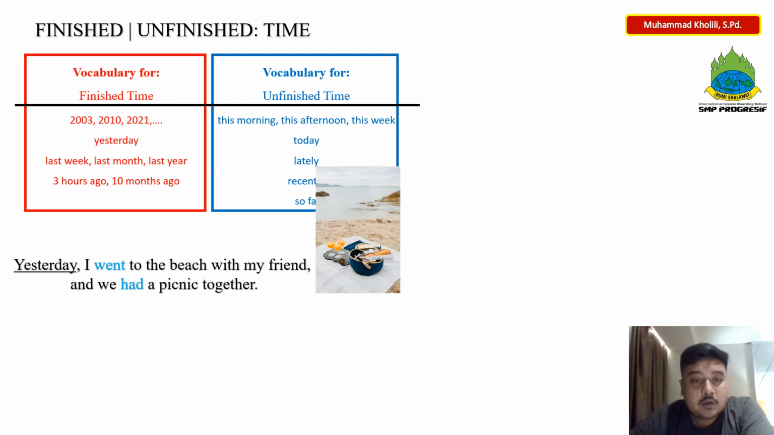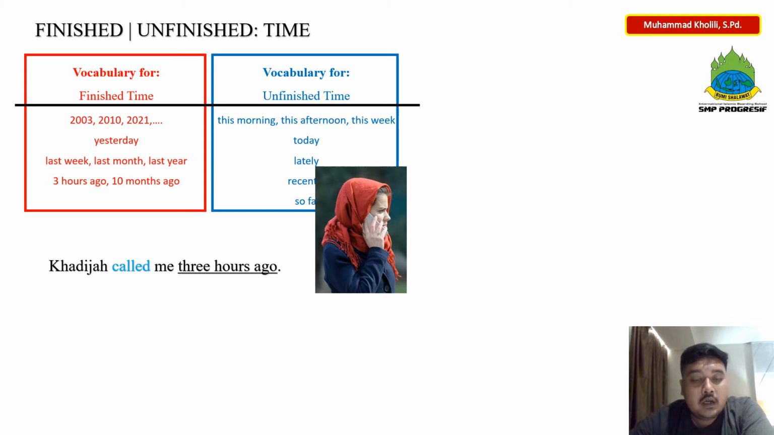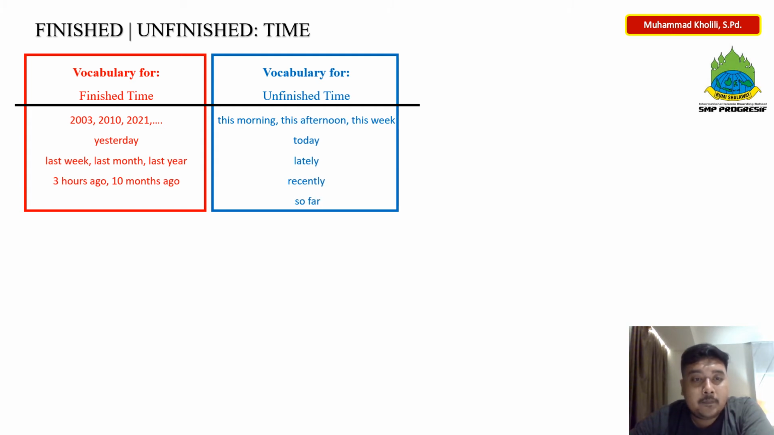Yesterday, I went to the beach with my friends and we had a picnic together. Yesterday is the past vocabulary for the past simple. Hijab called me 3 hours ago. 3 hours ago is the vocabulary for the past simple. It is finished time.